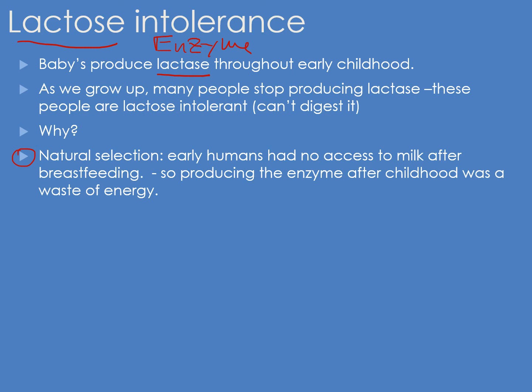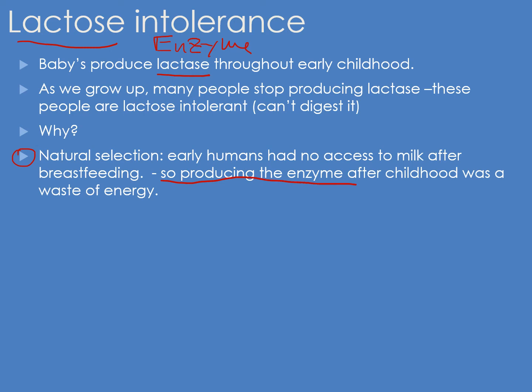It essentially comes down to natural selection, and that video explains this in more detail. In natural selection, early humans had no access to milk after breastfeeding. So early humans, before we domesticated cattle and sheep and gained access to animal milk. Adult humans do not feed on breast milk, at least not normally. Early humans had no access to milk after breastfeeding. So producing the enzyme after childhood was a waste of energy.